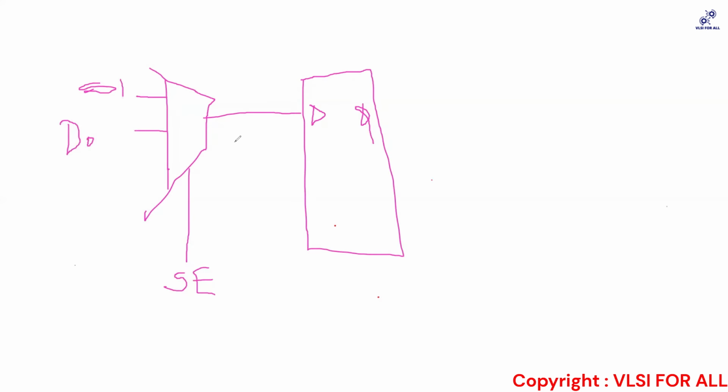Let us assume you had your normal flops in your design. In order to make it a scannable flop, you attach an extra logic called a mux. Normally, as an industry standard, SDFFs, like scannable flops, have pins like SI and SE.